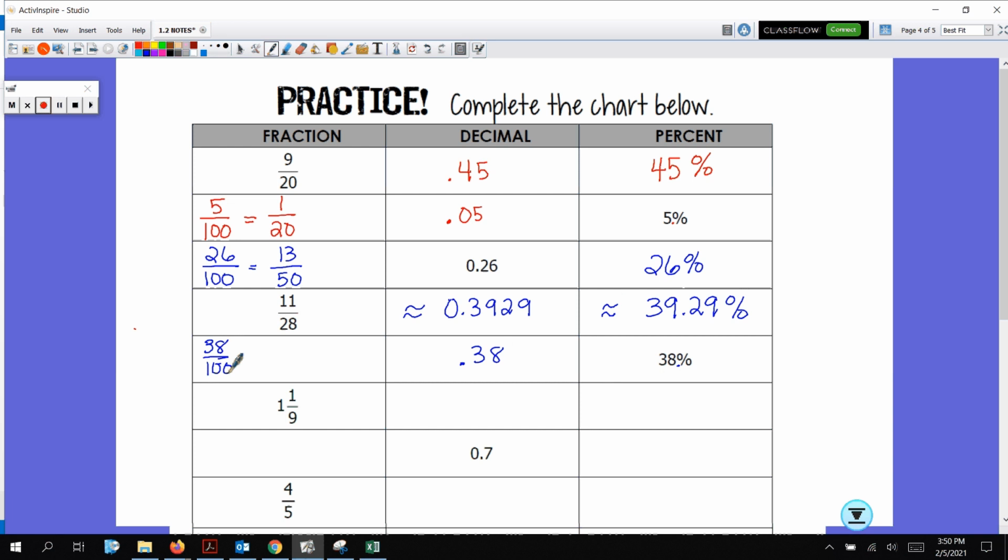Divide by 2, right? 38 divided by 2 is 19, which is prime, over 100, which is 50. So when I divide top and bottom by 2, I get 19/50.